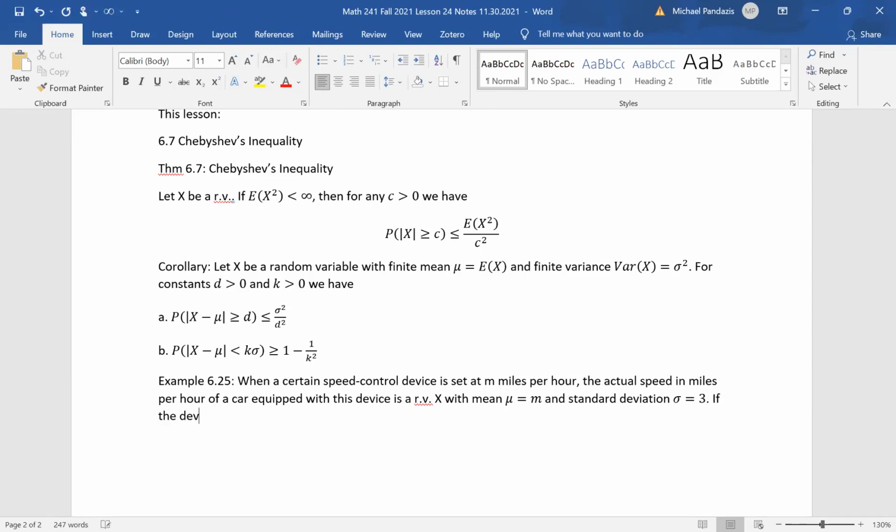If the device is set at 45 miles per hour with a 50 mile per hour speed limit, what is the Chebyshev estimate of the probability that the speed of the car will exceed the speed limit?